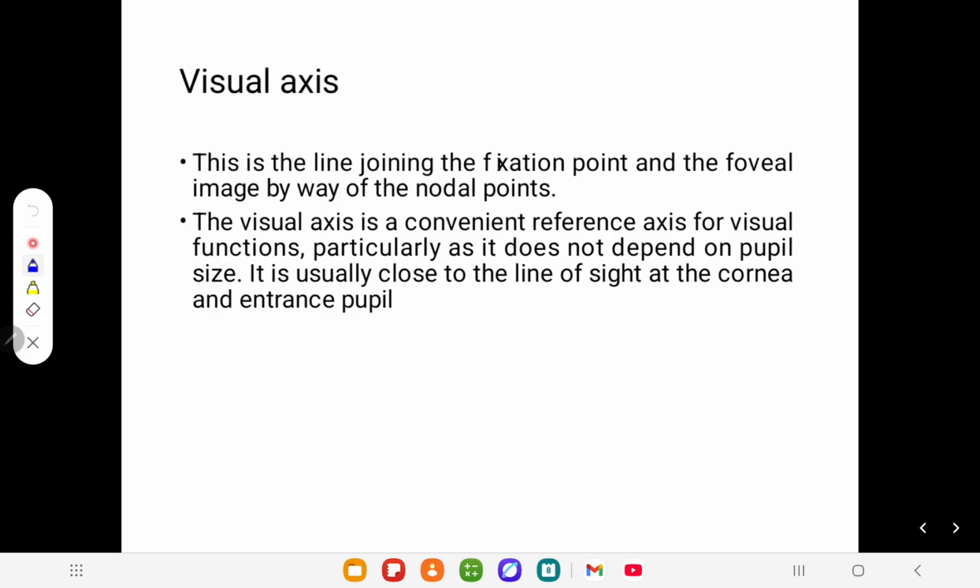Let's come to the visual axis. What do we mean by visual axis? I think it's the simplest axis that we can describe. Visual axis is the line joining the fixation point to the fovea. But you have to understand, it's not just a line joining the fixation point to the fovea, it has to pass through the nodal point. It's crucial to understand. Otherwise it won't be called the visual axis. Visual axis is a convenient reference axis for visual functions, particularly as it does not depend upon the pupil size, and it is usually close to the line of sight at the cornea and entrance pupil.